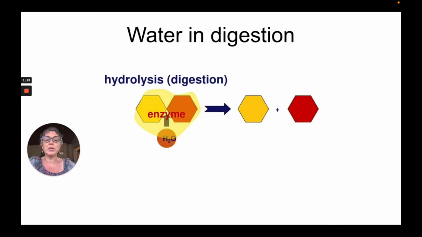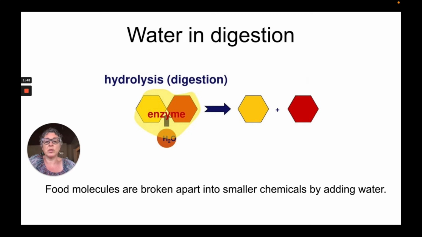All right, so let's take a look at water in digestion. Water in digestion is called hydrolysis, and this is where a water molecule will break apart other molecules in the presence of an enzyme. You don't have to worry too much about the enzyme at this point. We haven't talked about them yet, but we will soon. Just know that in digestion, water helps to break apart other molecules. Those larger molecules are broken up into smaller chemicals in the presence of water.